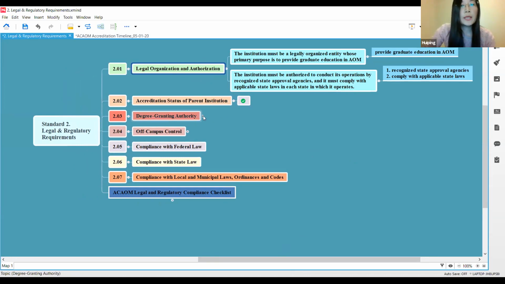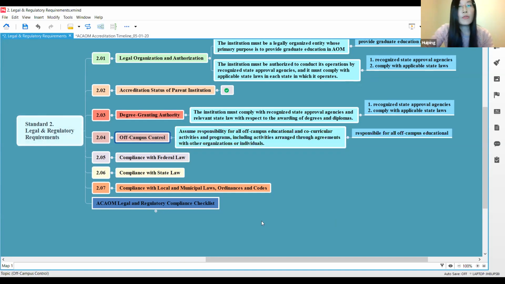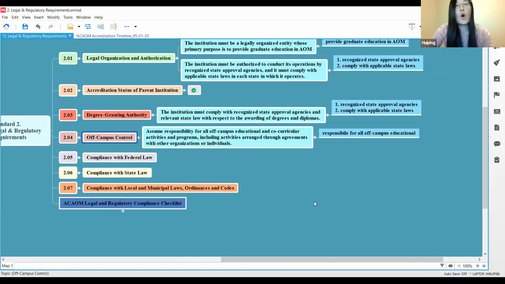For 2.03, degree granting authority, the key point is the institution must comply with recognized state approval agencies and relevant state law with respect to the awarding of degrees and diplomas. 2.04, off-campus control: assume responsibility for all off-campus educational and co-curricular activities and programs, including activities arranged through agreements with other organizations or individuals. 2.05, 6, 7 is all about compliance with the law.